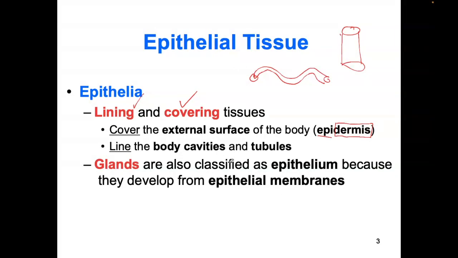Okay. And glands are classified as epithelium because they develop from epithelium membranes. So glands like the mammary glands, the oil glands, your sweat glands, in the ear, ceruminous glands. So those types of glands are considered epithelium.